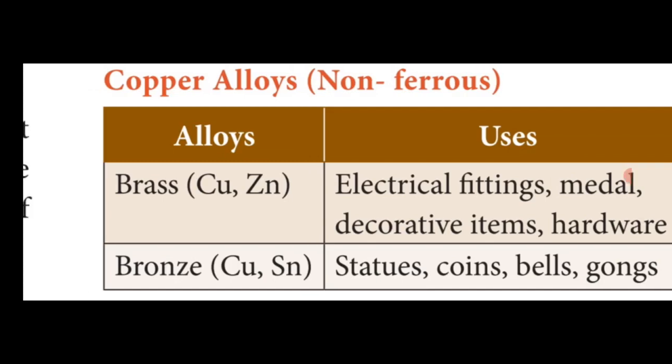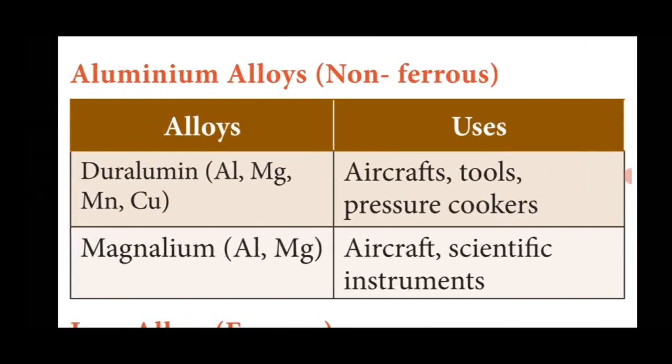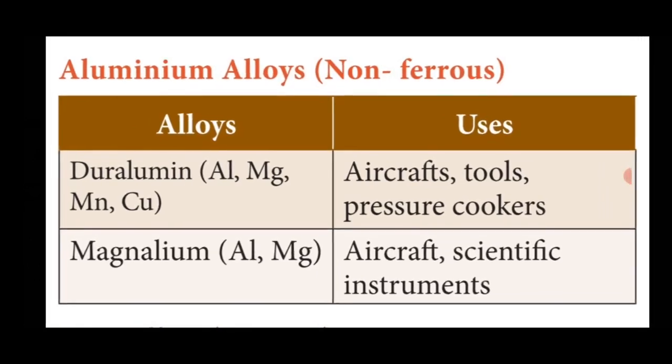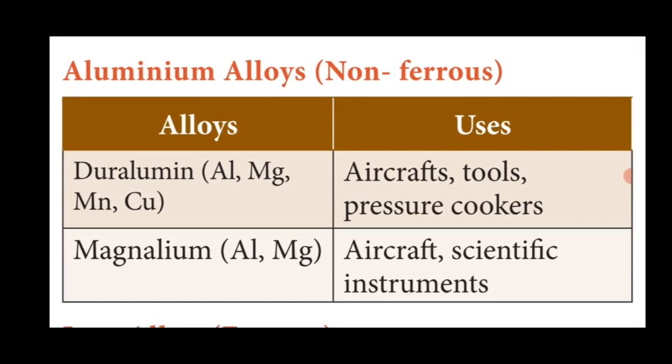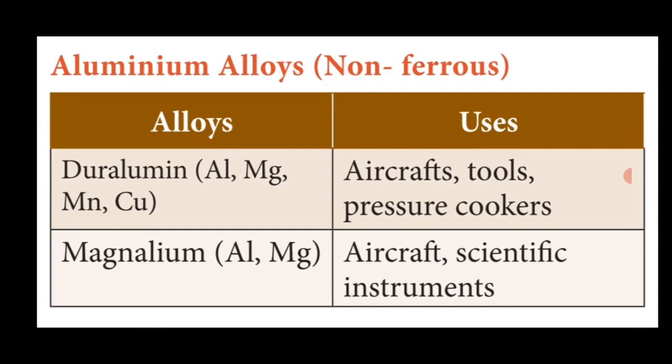Let's see another type of alloy. The other type of non-ferrous alloy is aluminum alloy. Examples: duralumin, magnalium. The composition of duralumin is aluminum, magnesium, manganese, copper. Aluminum symbol Al, magnesium symbol Mg, manganese symbol Mn, copper symbol Cu. These four metals combine to form an alloy named duralumin. Duralumin is used for aircraft parts and making pressure cookers.